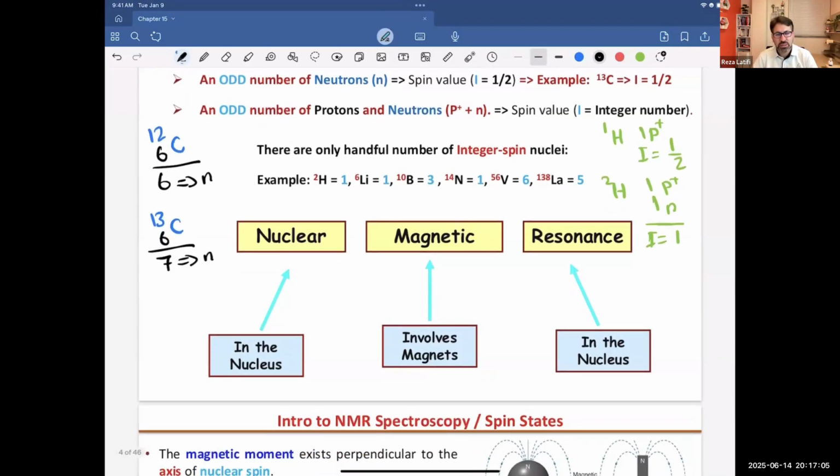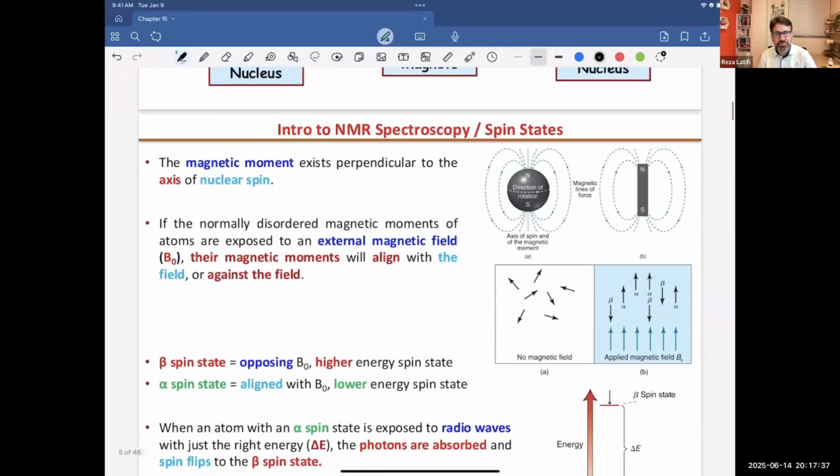All this discussion that we're talking about is happening inside the nucleus. We say nuclear magnetic resonance. Nuclear is talking about stuff that's happening inside the nucleus. Magnetic is involved in the magnetic field of the nucleus with the radiation that we are applying. And resonance, what's the resonance? Resonance is something that is happening inside the nucleus. So until now, everything I'm talking about is happening inside the nucleus.